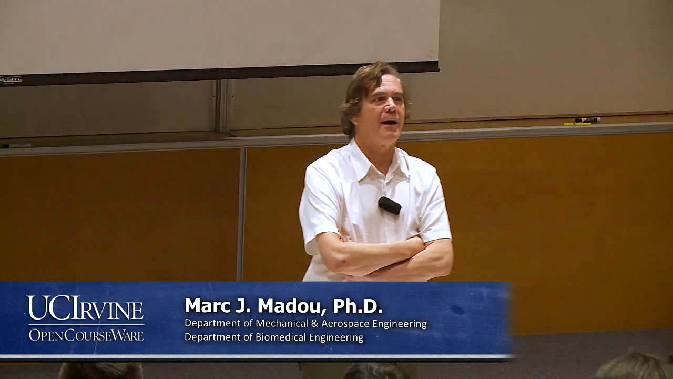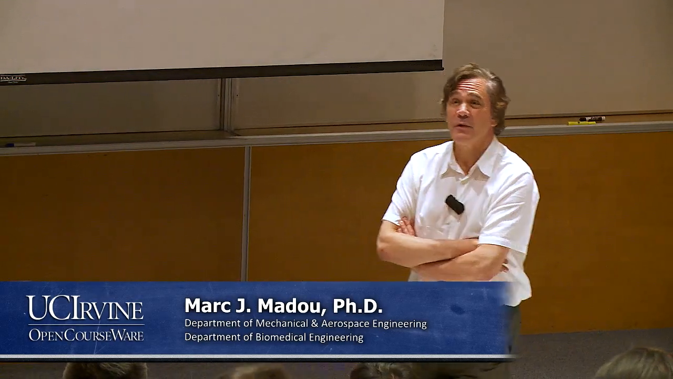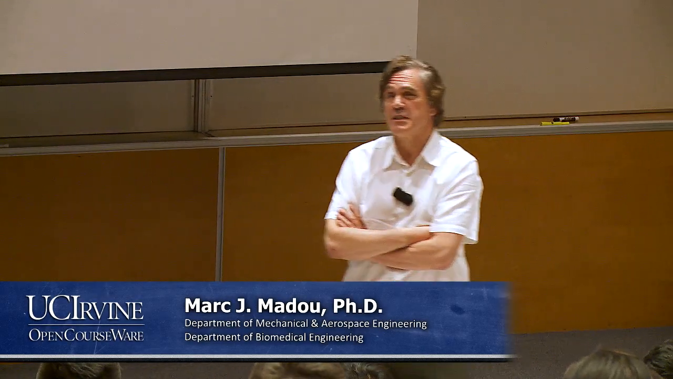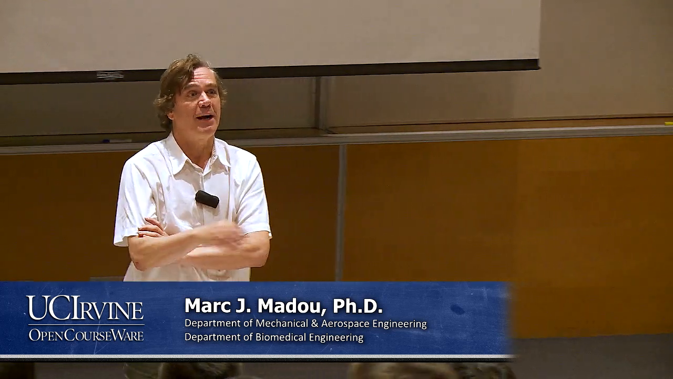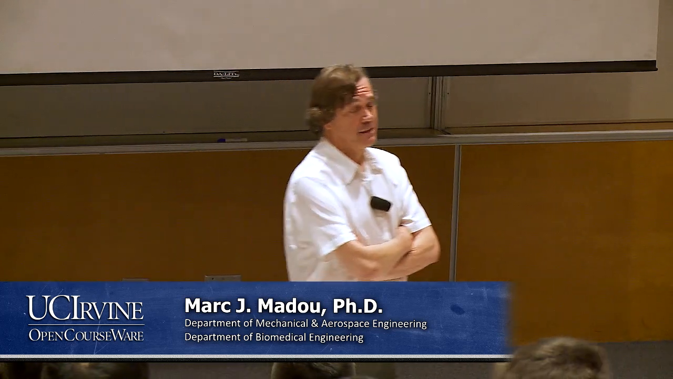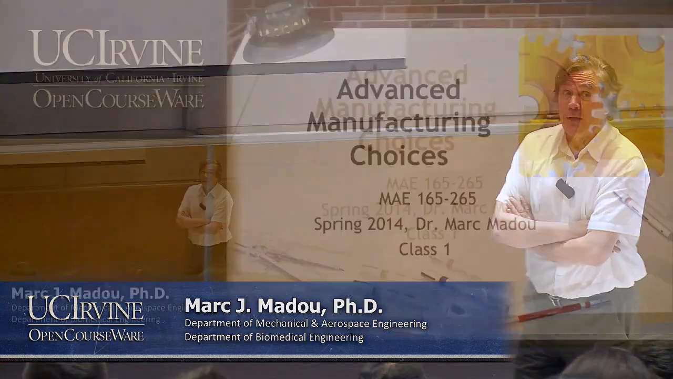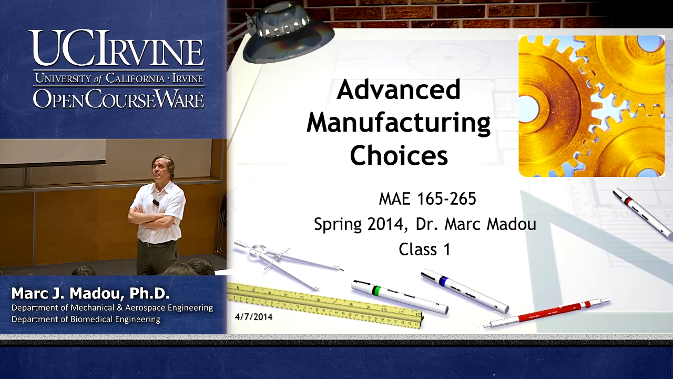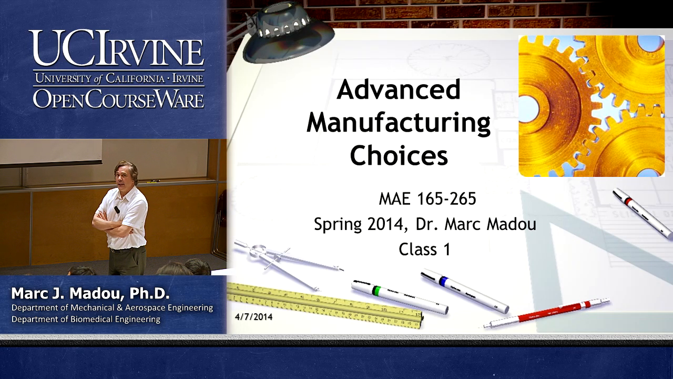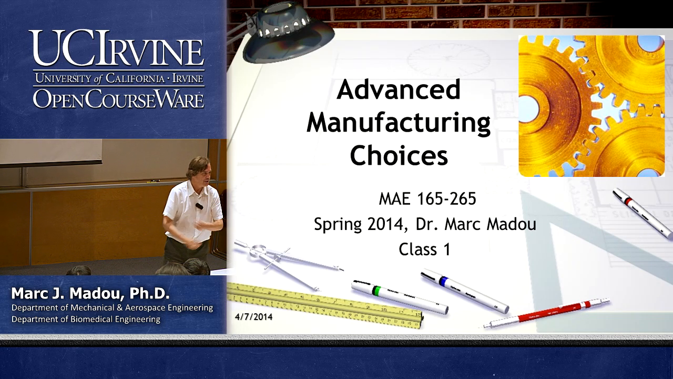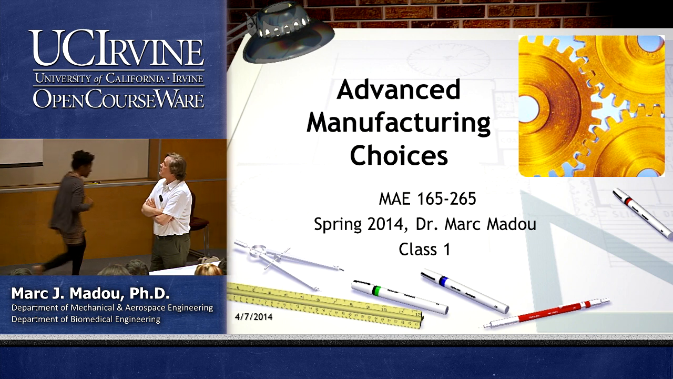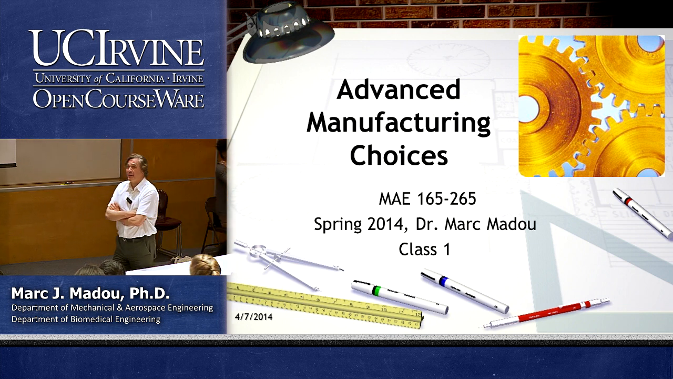I think this is the official start of 165, 265. I told you this is the first engineering class spanning all of the different departments. So that's a novelty here at UC Irvine. Today is the first class, so there's a little bit of repeat of what we told you about yesterday, but just for you, thank you, we'll redo everything. So we are talking about advanced manufacturing choices.